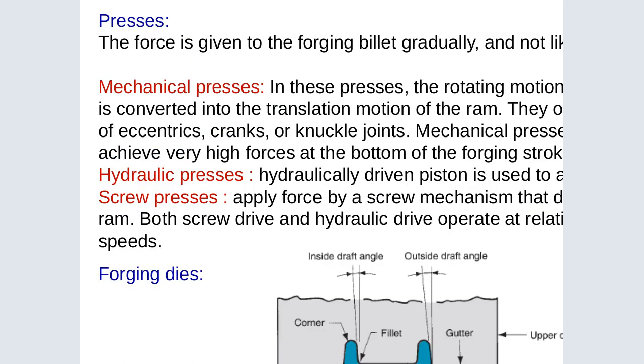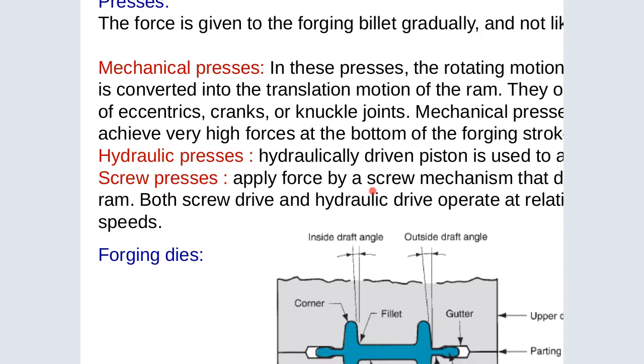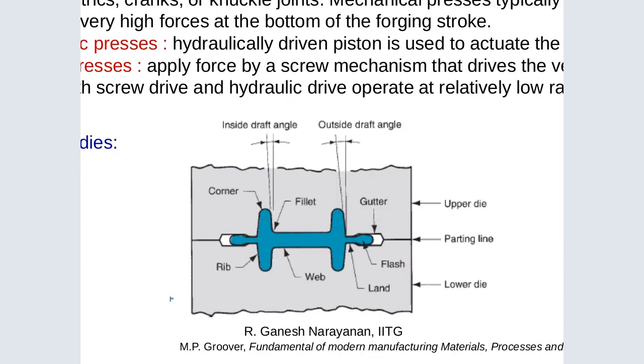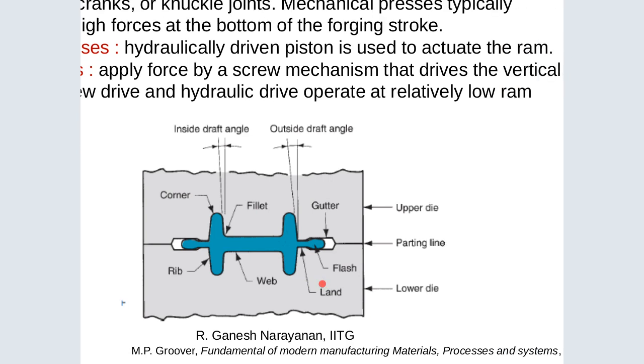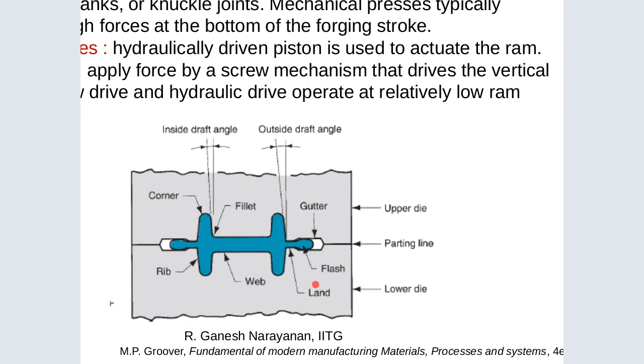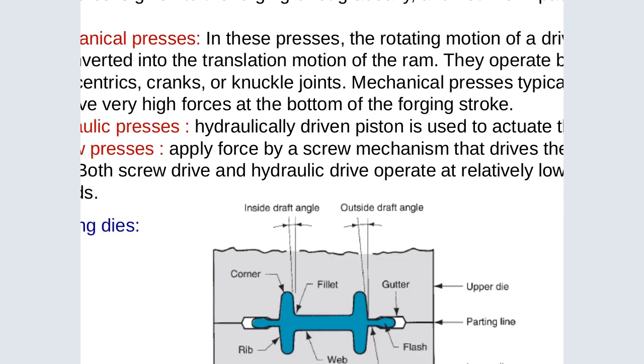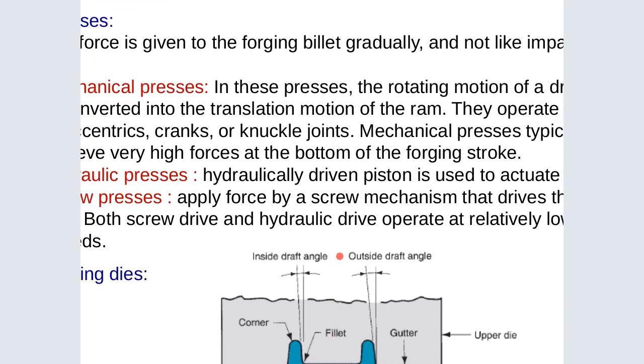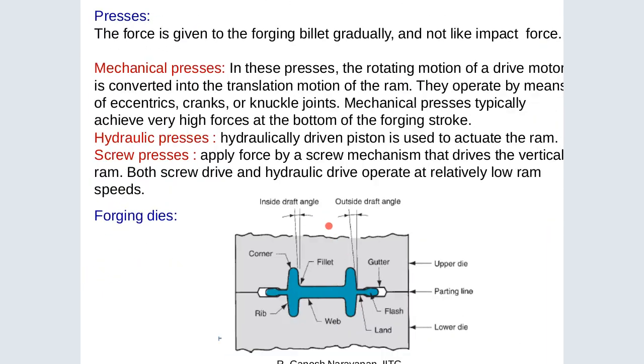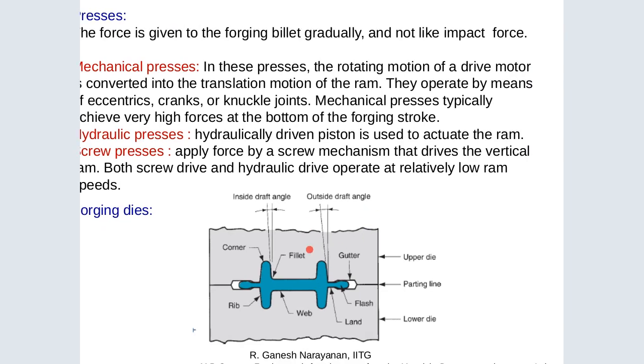What about the presses? You can now see in the picture how it happens when it is being pressed. So you can see the workpiece, and when it is pressed, using the upper die and the lower die, it is partly formed. And then we have the mechanical pressing. In presses, the force is applied gradually, and not like impact forging.